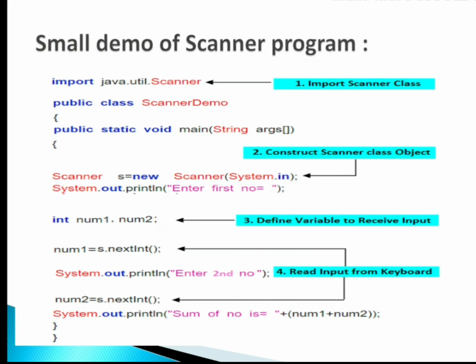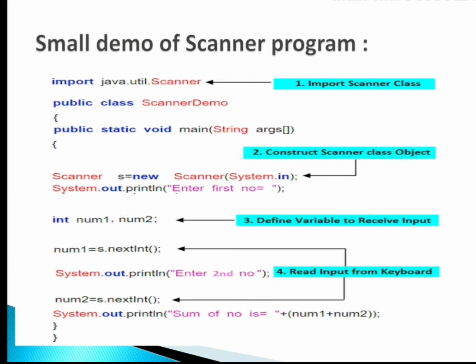Data from user, integer type value, two integer type values we want to accept, and we want to add both of them. Then how? By using scanner. First of all, we have to use java.util.scanner. Because I'm writing scanner here, that's why we are importing only one class from java.util.